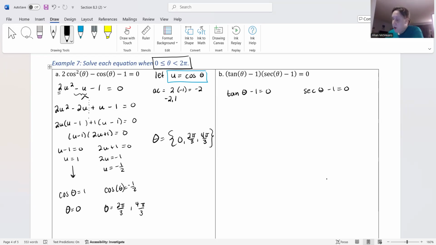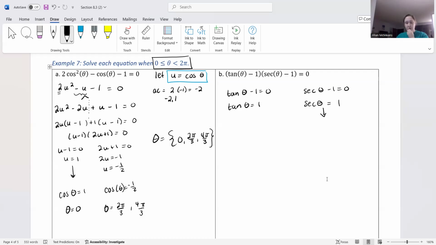If tangent of theta minus 1 equals 0, then tangent of theta equals 1, and if secant of theta minus 1 equals 0, then secant of theta equals 1. Well, tangent we're pretty comfortable with, we can continue to use that. But if you wanted to, you could use a reciprocal function for secant. So we could do this two ways.